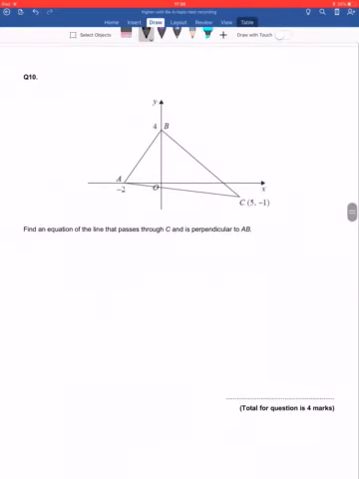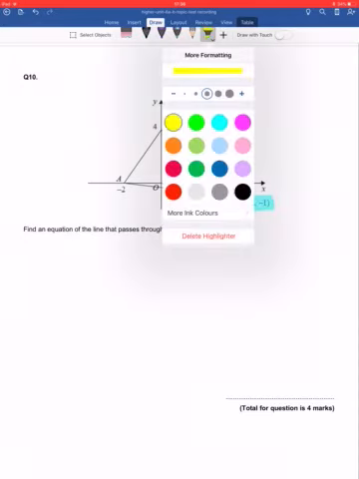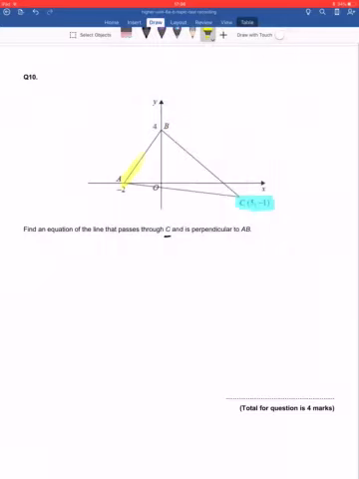Okay, question 10. They've drawn in that line AC, and actually you don't need it. It's asking you an equation of a line that passes through C, so it's got to go through this, so that's important, and is perpendicular to AB. Okay, so it's perpendicular to this, and it goes through C. So that's what they're asking for. So basically a line BC. Right, okay, well we don't know that it goes through B, but that's what they're asking. Goes through C and perpendicular to that.